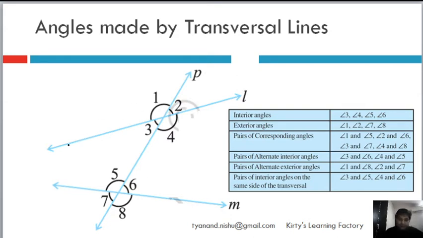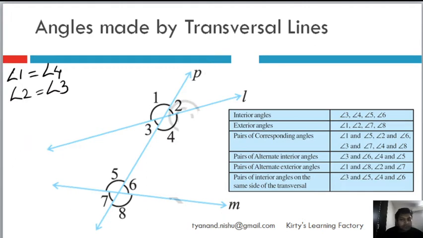So we have to clearly establish which is the transversal line and which are the lines for which this is a transversal. So my lines are L and M, and my transversal is P. So this line is the transversal. Now this is absolutely clear. Now at each point there will be 4 angles. In the previous video we talked about vertically opposite angles. So I already know that angle 1 is equal to angle 4. Angle 2 is equal to angle 3. Okay, this is what I already know.